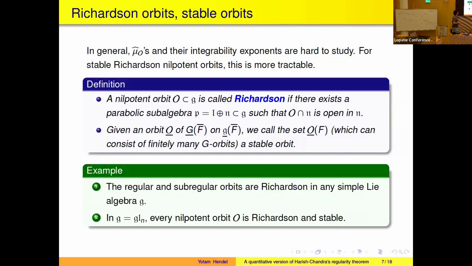Okay. So some examples: the regular orbit and subregular orbits are always Richardson, but stability is a bit of a tougher point. Even in SL2R, the regular orbit is already not stable. And a point which would be very useful to us is that in GLN there happens some magic, and every orbit is both stable and Richardson. And this will be a case where we can carry on very nice analysis, and I will get to it later.